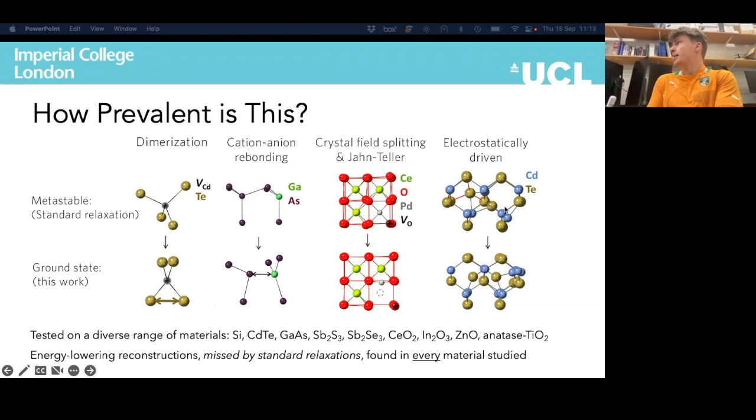And then lastly, in some cases, you find that it's essentially just driven by electrostatics, where you get some sort of rearrangement that doesn't necessarily constitute a change in the number of bonds at the defect site, but just means that the atoms are placed so that you minimize Coulomb repulsion between similarly charged species, so between cations and cations or anions and anions, and maximize Coulomb attraction between cations and anions, so oppositely charged species.